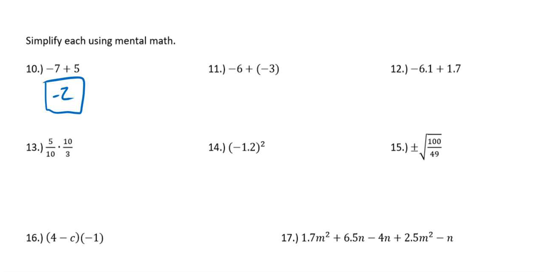Same thing here. When you look at these, they're both negative. Well, when the signs are the same, you just add them up. You say, hey, I have 6 negatives. Now I have 3 more negatives. That's a total of 9 negatives. So it's a negative 9.